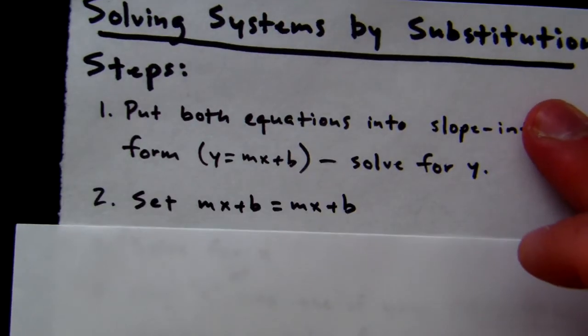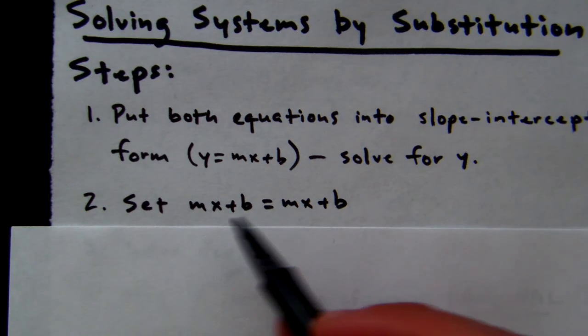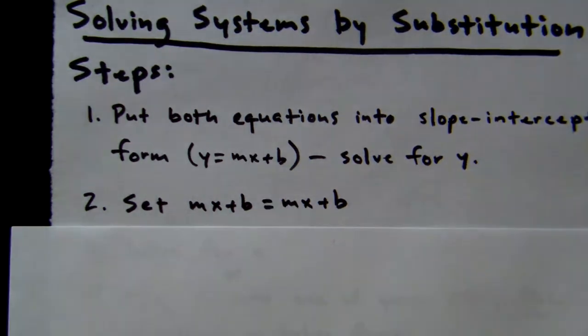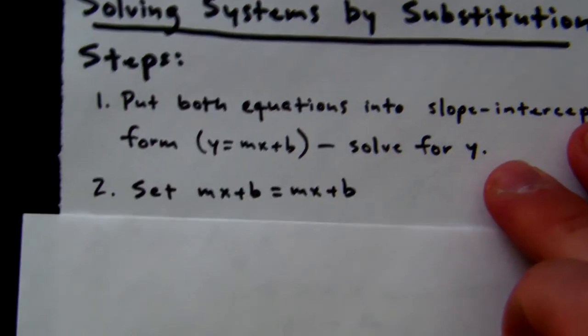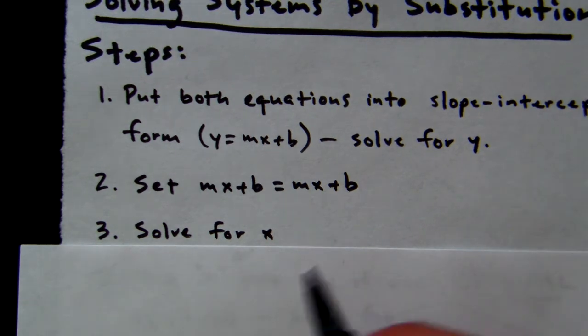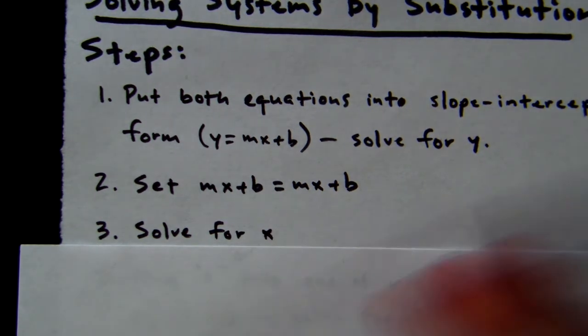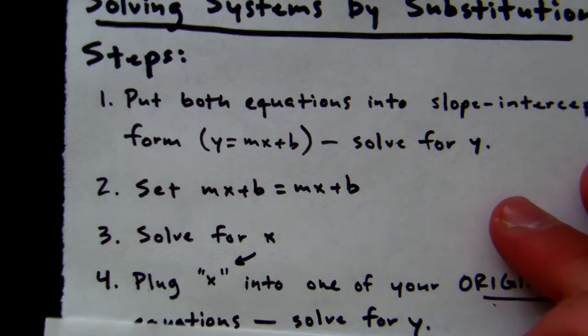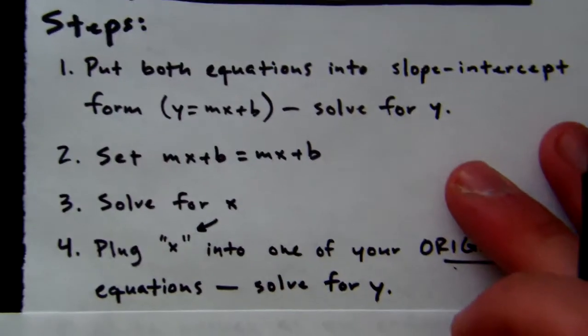The second step, we are going to set mx plus b equal to mx plus b. So equation 1, we're going to take mx plus b, we're going to set it equal to equation 2 mx plus b, and then we solve for x. Okay, so the variables on both sides, that whole trick right there. Next, we plug in our x to our original equation.